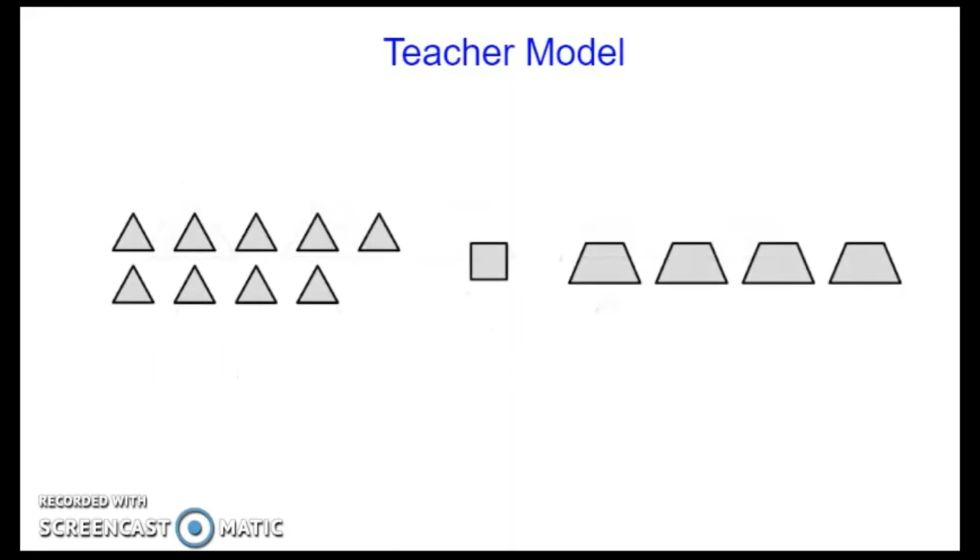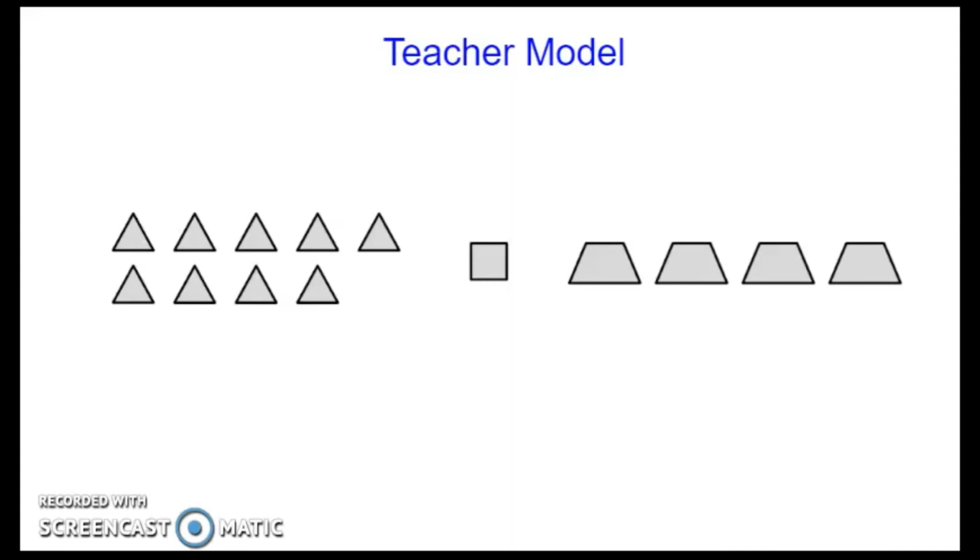Oh my goodness, we have so many more blocks. Now let's take a look. How many are in the triangle group? Great job. We just learned that it was 9. How many are in the square group? Great job. There's 1 square block. How many are in the trapezoid group? Great job. There are 4.